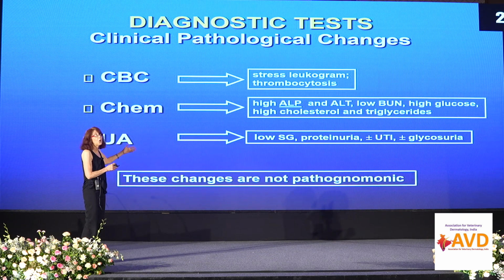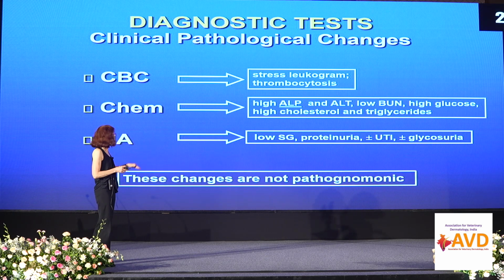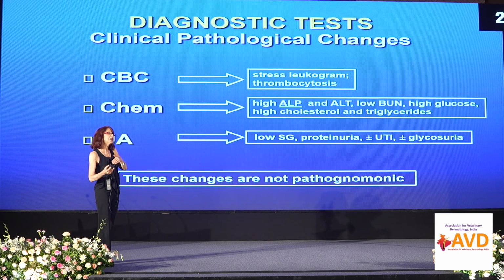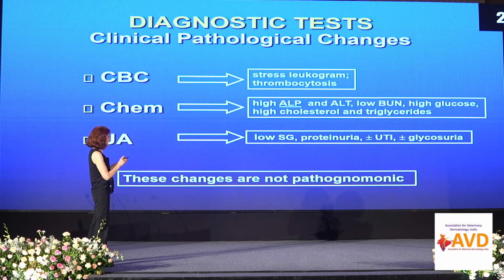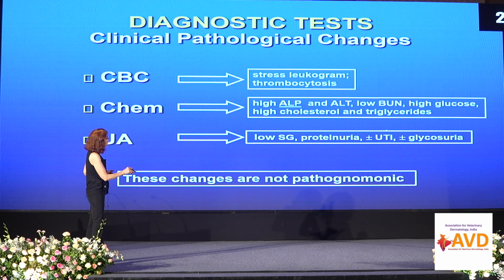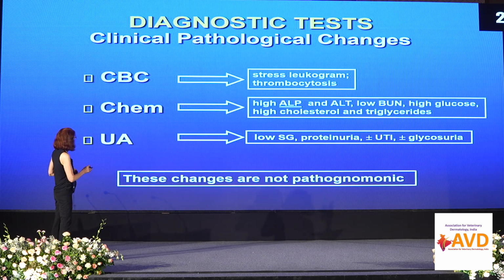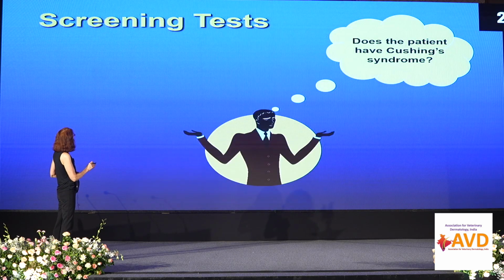Low urine-specific gravity is not uncommon. It's isosthenuric, okay? Proteinuria. There is an association between dogs with Cushing's and proteinuria and high blood pressure, okay? So keep that in mind. And again, plus or minus a urinary tract infection, and in a small percentage of dogs, you're going to have glucose in the urine. And again, most of these changes are non-pathognomonic.